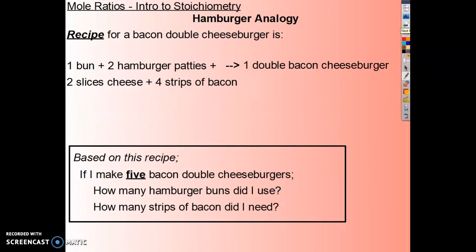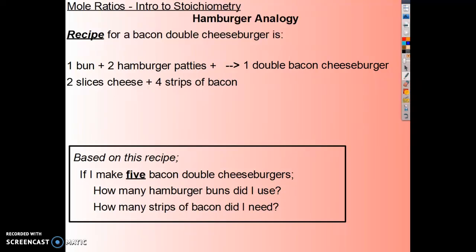Alright, so to look at stoichiometry, we need to start out with the idea of mole ratios. This is very similar to a recipe for some food item. Here I'm going to use a hamburger as our food item. If I gave you a recipe for a hamburger that requires 1 bun, 2 hamburger patties, 2 slices of cheese, and 4 strips of bacon, you would put all these things together and have your double bacon cheeseburger.